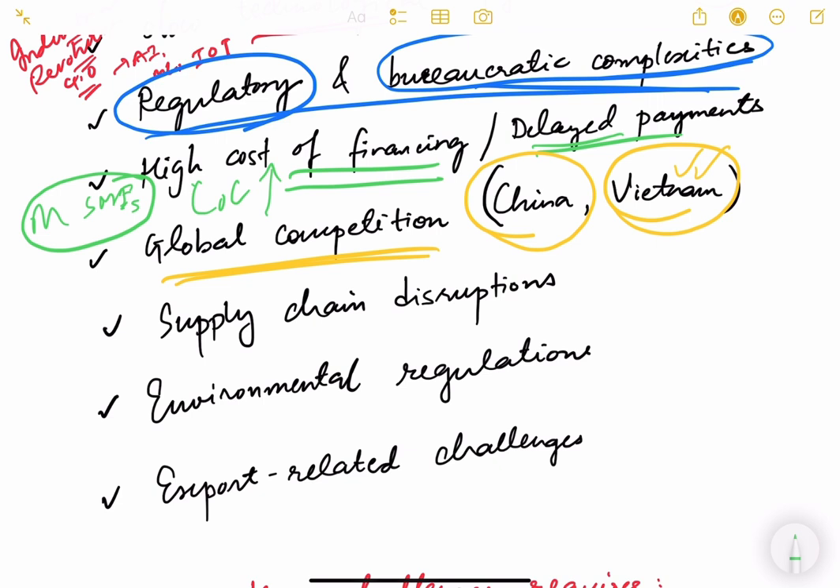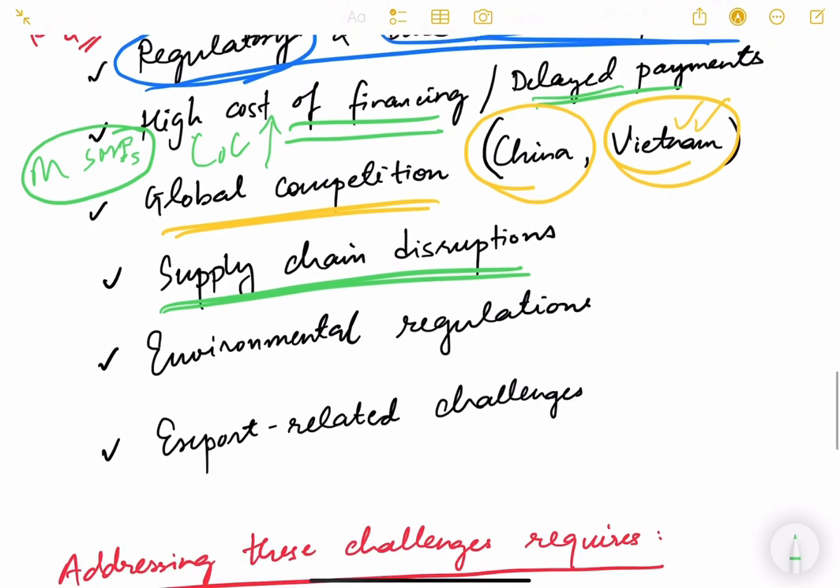Seventh challenge for our manufacturing sector is supply chain disruptions. So many events, which are natural events or man-made events also. For example, the COVID-19 pandemic has exposed huge vulnerabilities in global supply chains, which has resulted in disruptions in raw material sourcing, intermediate good sourcing, especially from countries like China. So supply chain disruptions present worldwide have actually impacted the Indian manufacturing sector.